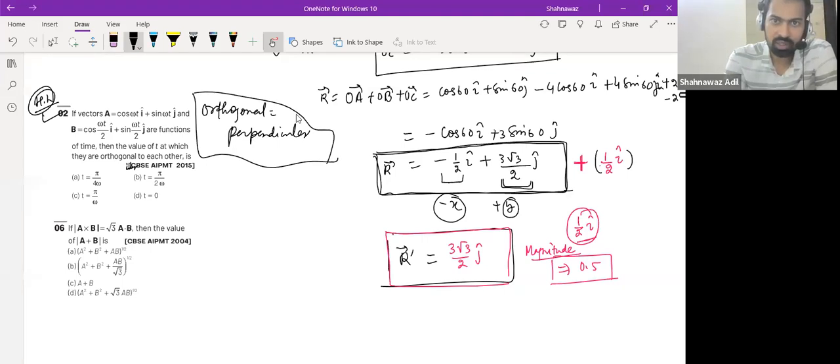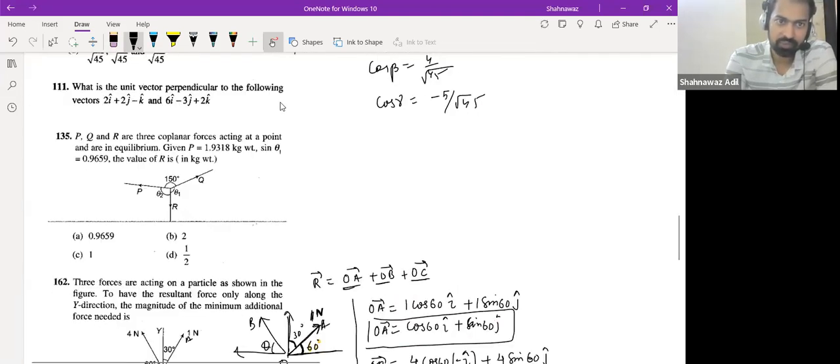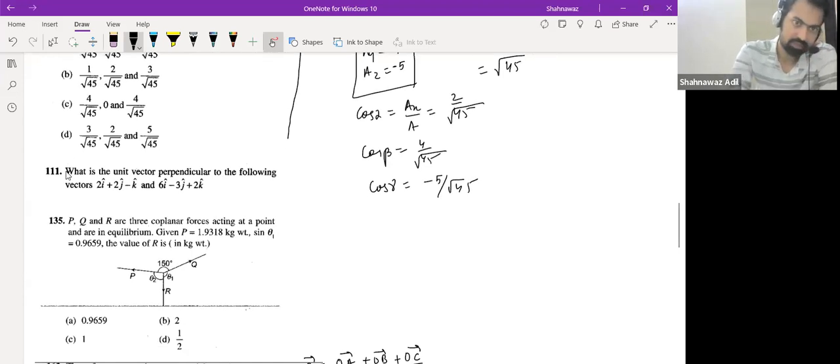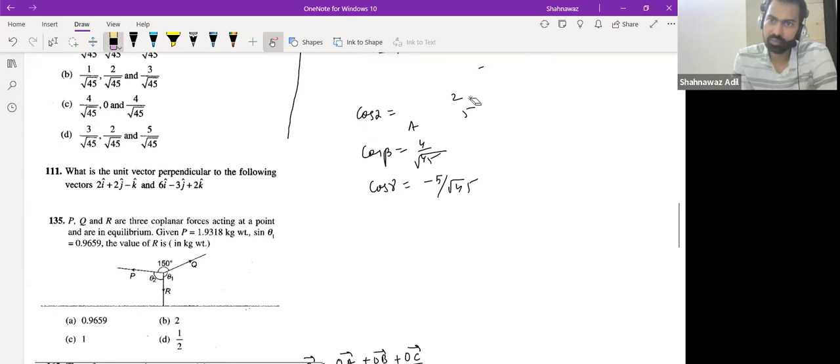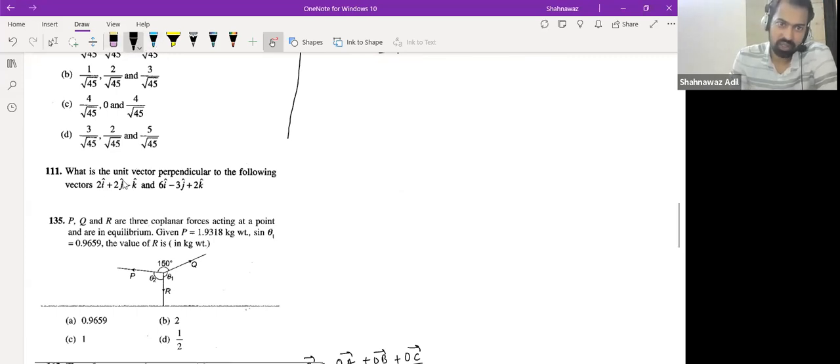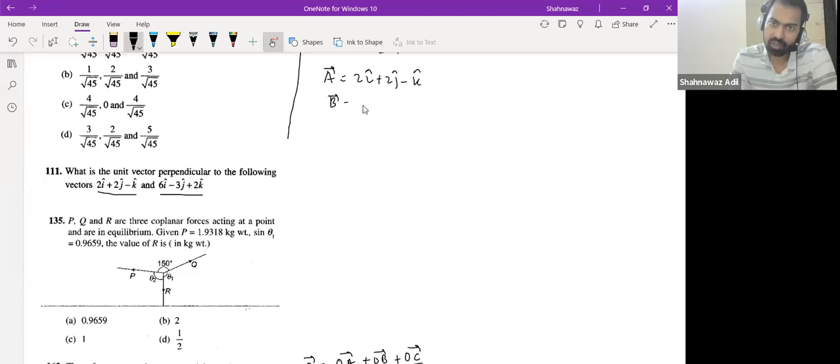Okay, so now let us come to this question, this 111 question. The question is: what is the unit vector perpendicular to the following vectors? So we have two vectors, A, which is 2i plus 2j minus k, and B, which is 6i minus 3j plus 2k. Okay, so we want to calculate what is the unit vector.